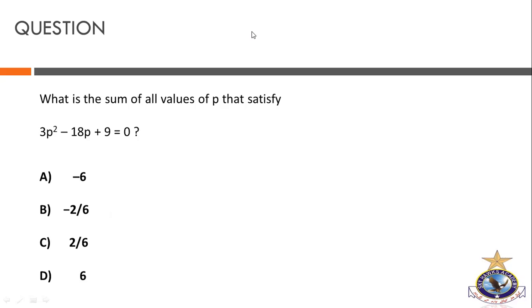What is the sum of all values of p that satisfy 3p square minus 18p plus 9 is equal to 0? The four options are available. So you can make use of pen and paper. That's what I'm going to do. If you are asking for any extra information, I am here to help. All right, let's work out this one.